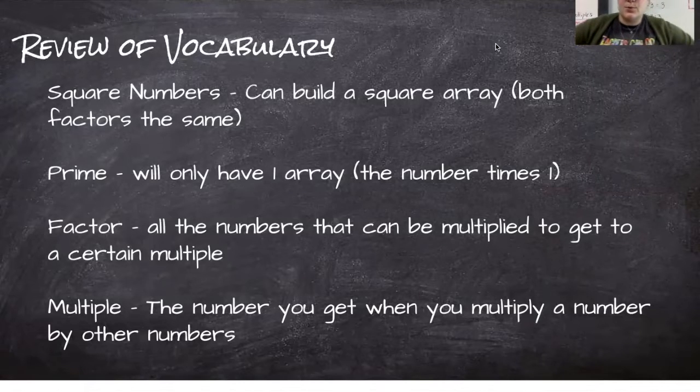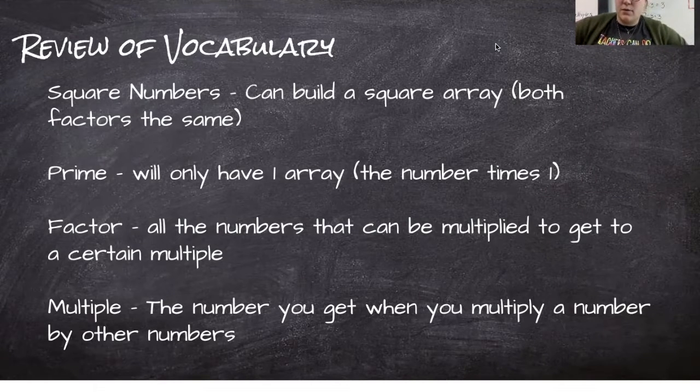Okay, so to go back and review what we've learned this week, we're going to start with the vocabulary. So we have square numbers, which are the arrays where both dimensions are the same. Prime is where you only have one array. The number times 1 is the only thing that will work to get that number. A factor is all the numbers that can be multiplied to get a certain number. And a multiple is the number you get when you multiply a number by other numbers.